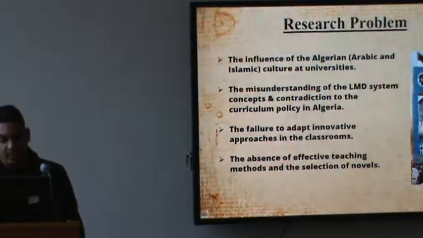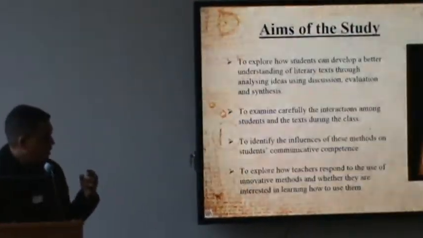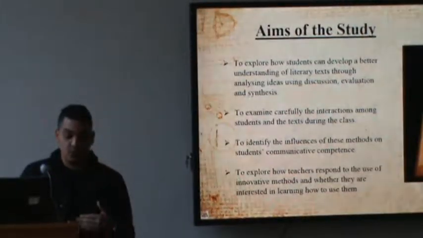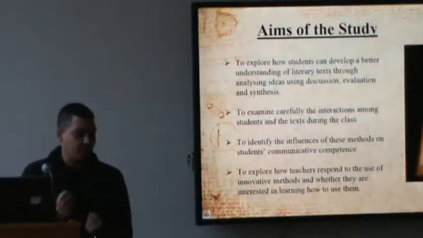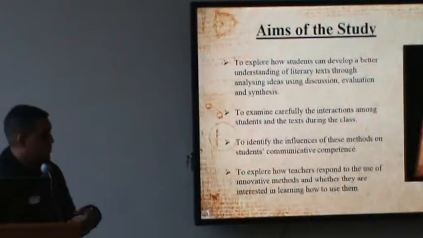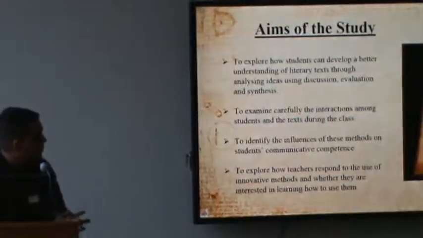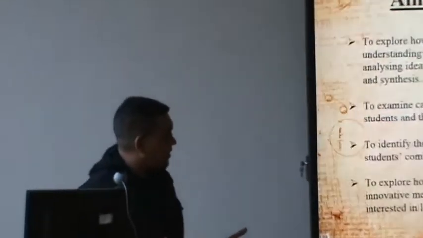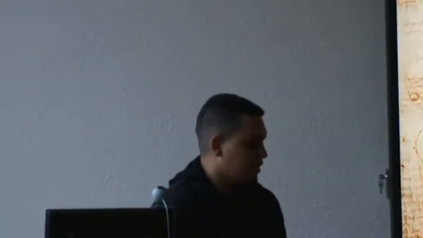So this is the research problem, and from this we thought, okay, we want to make the students more motivated to come and to study. So what we did, we brought two approaches, the critical and the communicative language teaching approach, and combined them together in one classroom, in order to let the students speak more, to explore how they can develop a better understanding of the literary text through analyzing ideas, to examine carefully the interaction among the students themselves, and to identify the influences.